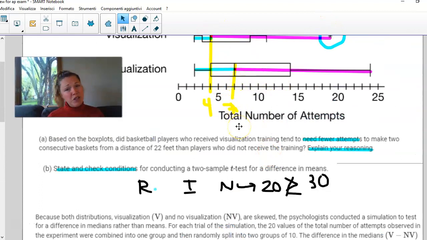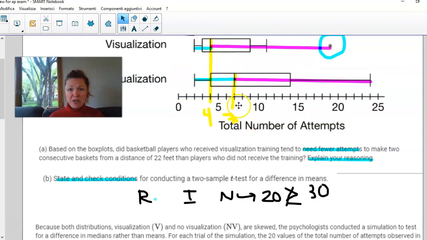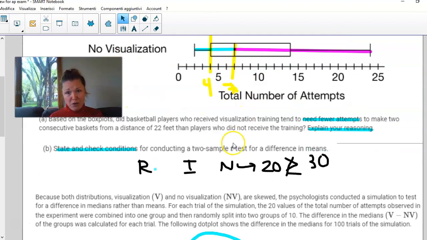I wish that they would tell us to use the plot above, because I'm worried that some of you are going to be like, what observed difference, and get a little worried about that. Take a deep breath and just look and say, oh, I do have some observation here. How do I know to subtract 4 minus 7? They tell us the V minus no V.